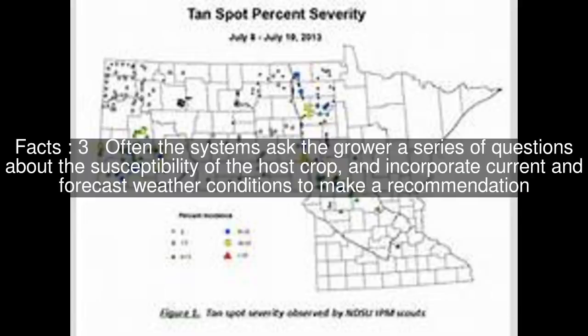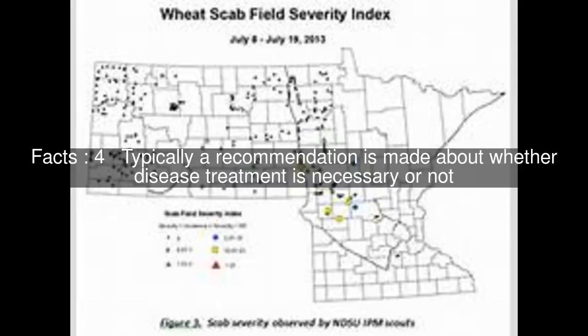Often the systems ask the grower a series of questions about the susceptibility of the host crop, and incorporate current and forecast weather conditions to make a recommendation. Typically a recommendation is made about whether disease treatment is necessary or not.